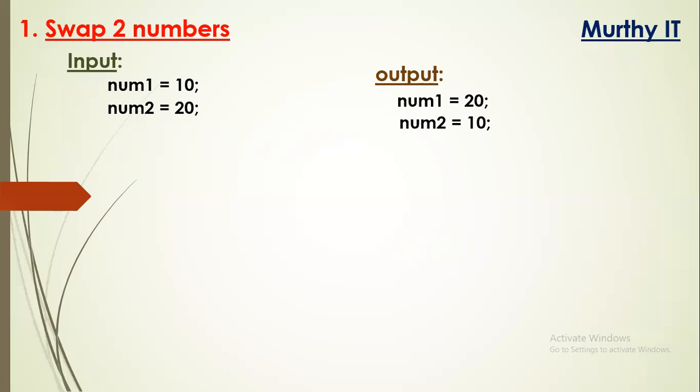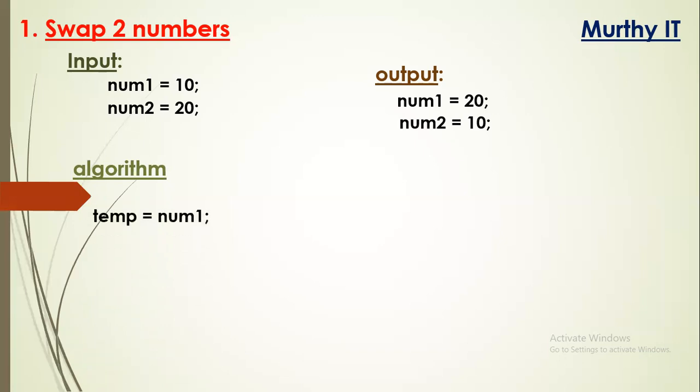So here, by using a third variable we can do it easily. I am going to explain two ways: with using a third variable and without using a third variable. Let's first discuss how to do swapping of two numbers by using a third variable. So let's discuss the algorithm, how to do it.